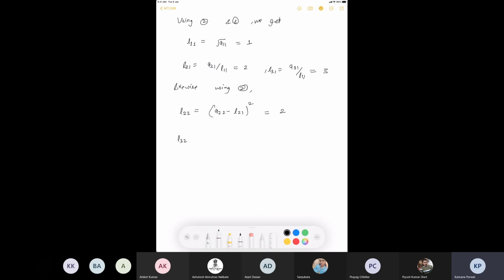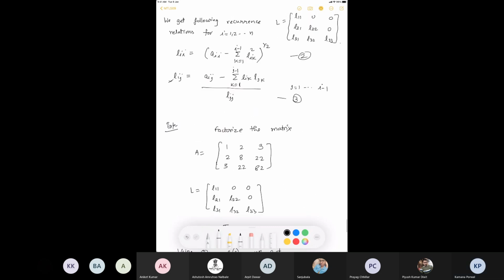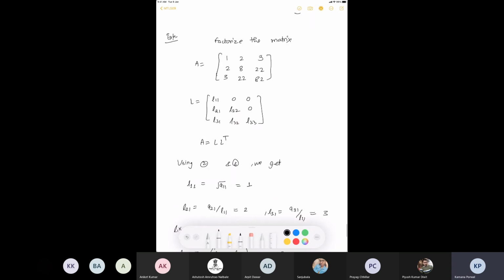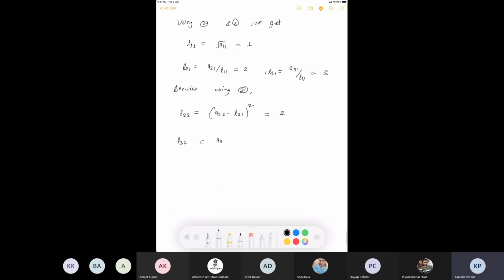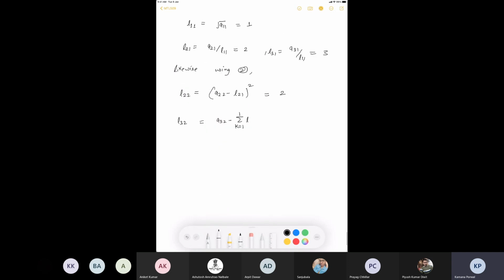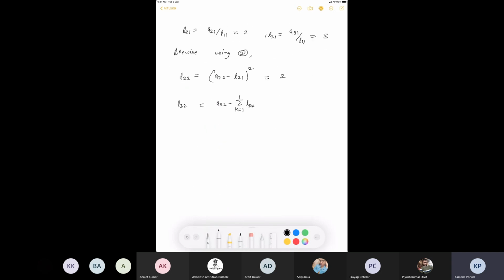Likewise, you can compute L32. So L32 is going to be A32 minus this summation. So this is A32 minus summation k equals 1 to j minus 1. J is 2, so this is 1 to 1, and L_ik L_jk. So I will have here L3k L2k divided by L22. Okay, so this is simply A32 minus L31 times L21 divided by L22. And I've already computed L31 and L21.